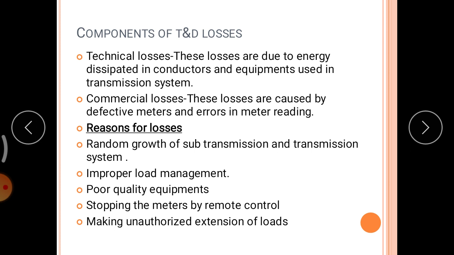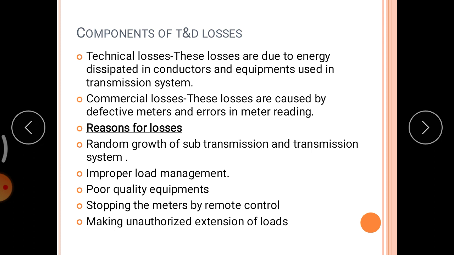Because of all those losses occurring in that, that is called the technical losses. Now, what is the meaning of commercial losses? It means defective meters and errors in the meter reading. We are using so many meters, voltmeter, ammeter, phase sequence indicator, in the receiving station, substation, everywhere. Because of some defective meters, some losses will also occur. Such losses are called commercial losses.